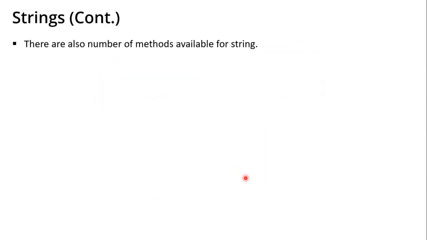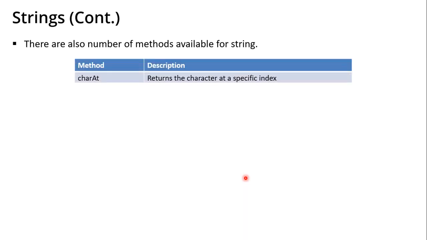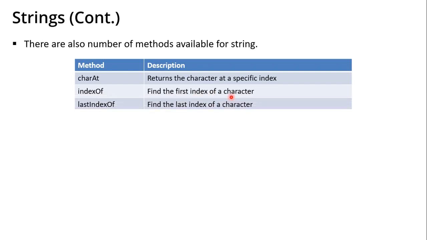There are also a number of methods available for strings. First is charAt, which returns the character at a specific index. Suppose we have a string of 10 characters, and we want the character at the 5th position, then we can use charAt, so it will provide the character at that index or position. indexOf finds the first index of the character. lastIndexOf finds the last index of the character.